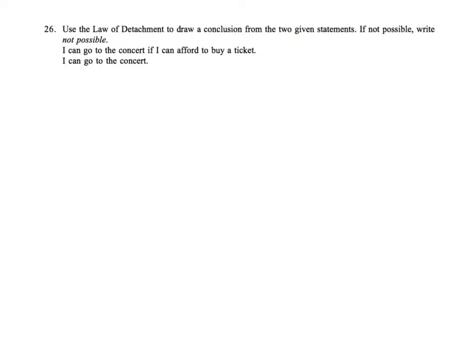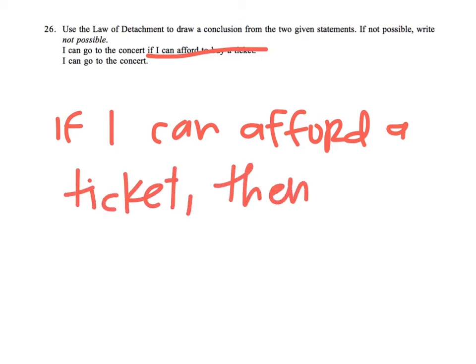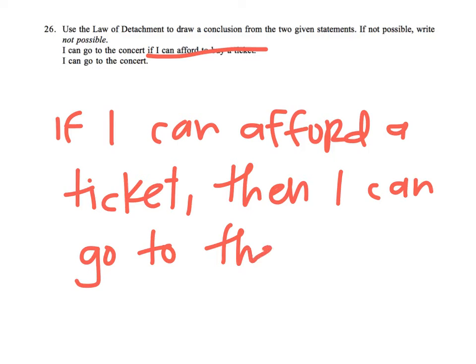So my first statement says I can go to a concert if I can afford to buy a ticket. So remember, we want the if part to come first. So if I can afford to buy a ticket, so let's just say if I can afford a ticket, then I can go to the concert. That is my if-then statement.